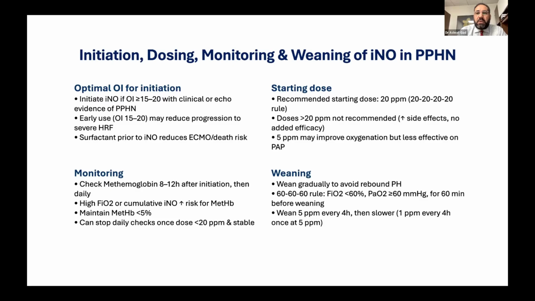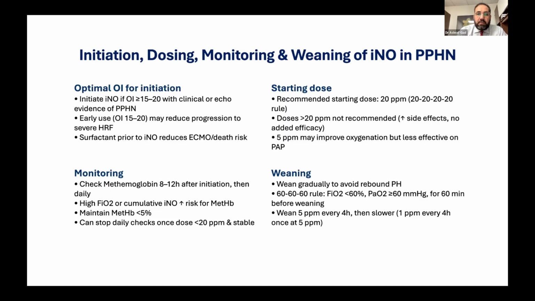We can start at 20 ppm unless your protocol states differently in a smaller baby, less than 34 weeks. In our unit, we use 20 ppm also in small babies. Some units restrict inhaled nitric oxide to 10 or even 5 ppm in premature babies. And there is a rule of 20. You start with 20 ppm, you wait for 20 minutes to see if there is a response, and then you start weaning, unless you see side effects.